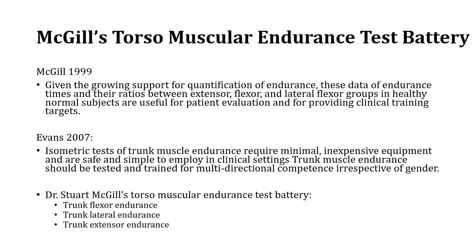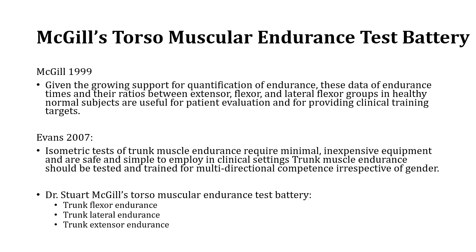Given the growing support of quantification of endurance, the data of endurance times and the ratios between extensors, flexors, and lateral flexor groups of the lumbar spine in healthy normal controls are useful for patients evaluated for providing clinical training targets. So that came out in 1999, and there's been a further elaboration and normalization of data since that time frame.